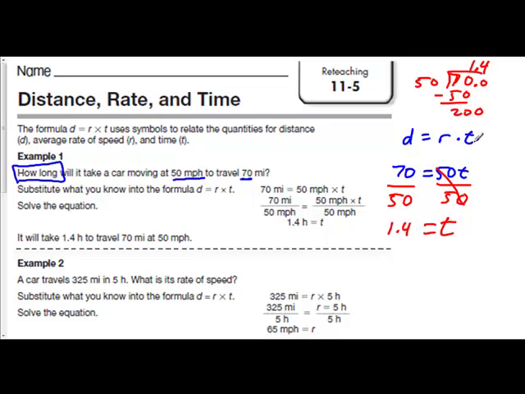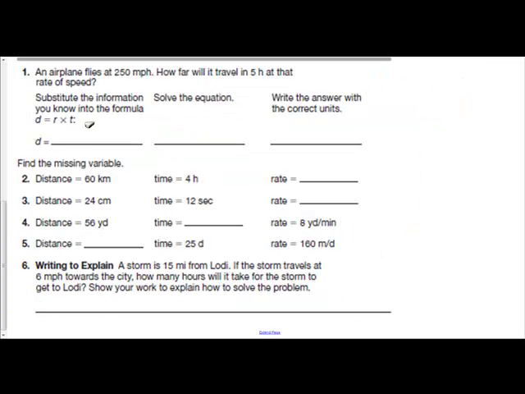1.4 what? Well, it's time, and our time is being measured in hours, so 1.4 hours. There it is. 1.4 hours is the time. Now they have their way of solving it here, but this right here, I think, makes things a little easier. Take a look at this.